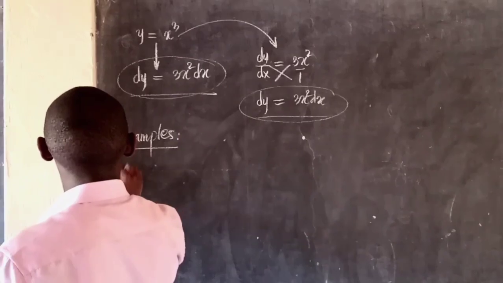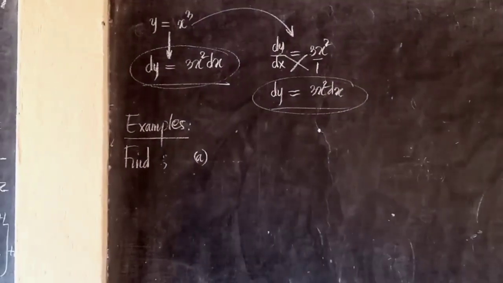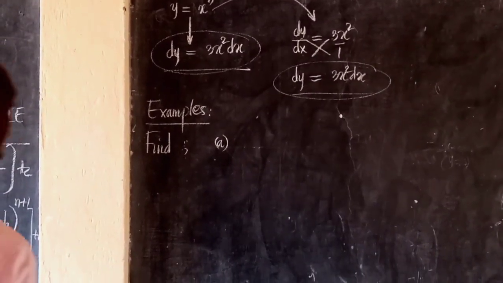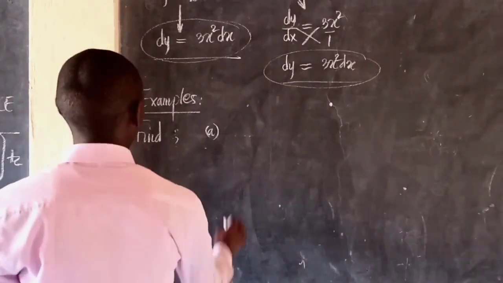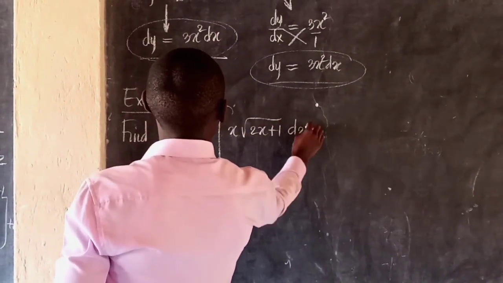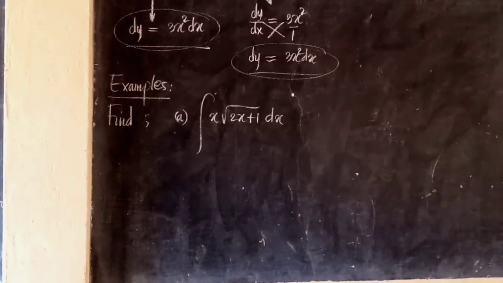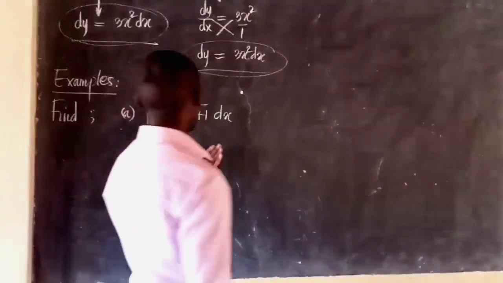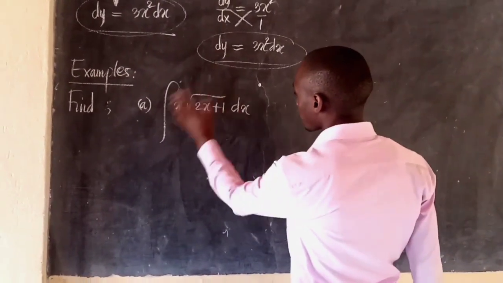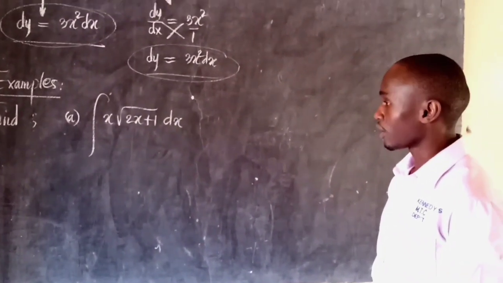Dear viewers, find part A: the integral of x times the square root of 2x plus 1 dx. In such a question, you're required, if you're careful, to use the change of variable technique to integrate. Our interest will be to fall into a case where we can use our normal integration one.